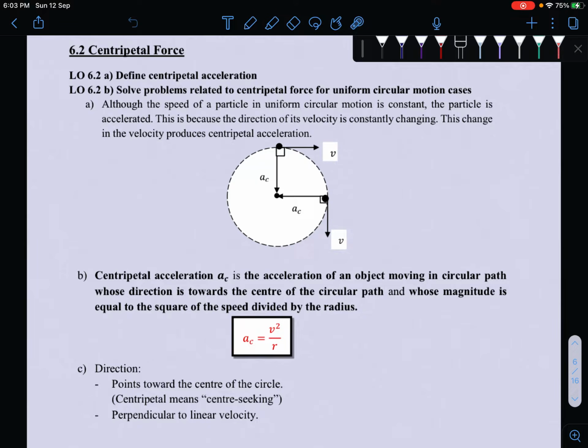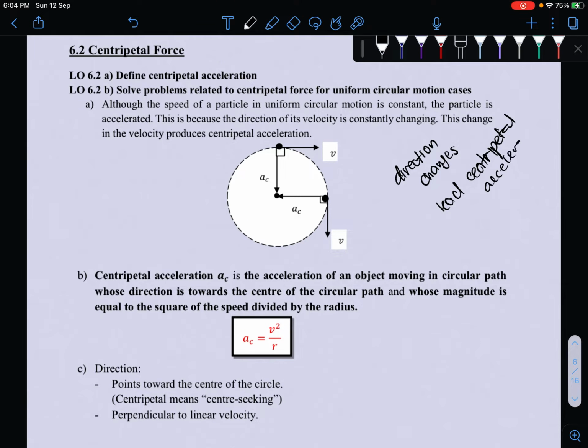Although the speed of a particle in uniform circular motion is constant, so we have looked into this, the direction changes, however the magnitude is still the same. The particle is accelerated. This is because the direction of its velocity is constantly changing. This change in the velocity produces centripetal acceleration. Since we have changes in the velocity's direction, it leads to centripetal acceleration.